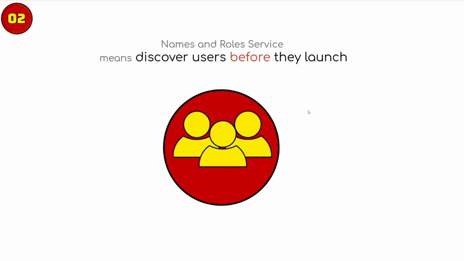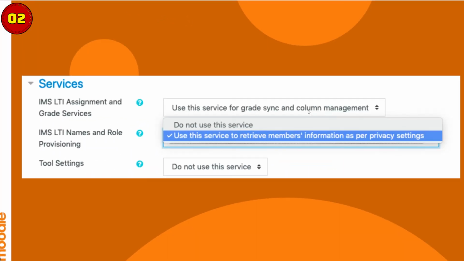And the last service is a names and roles service. Really, it's a simple rostering service which allows the tool to know which are the current members of the current context, of the current course, and therefore not have to wait for each user to be discovered as they launch for the first time. So there is a section in the tool definition where you can say for this tool what kind of services they can have the right to access.